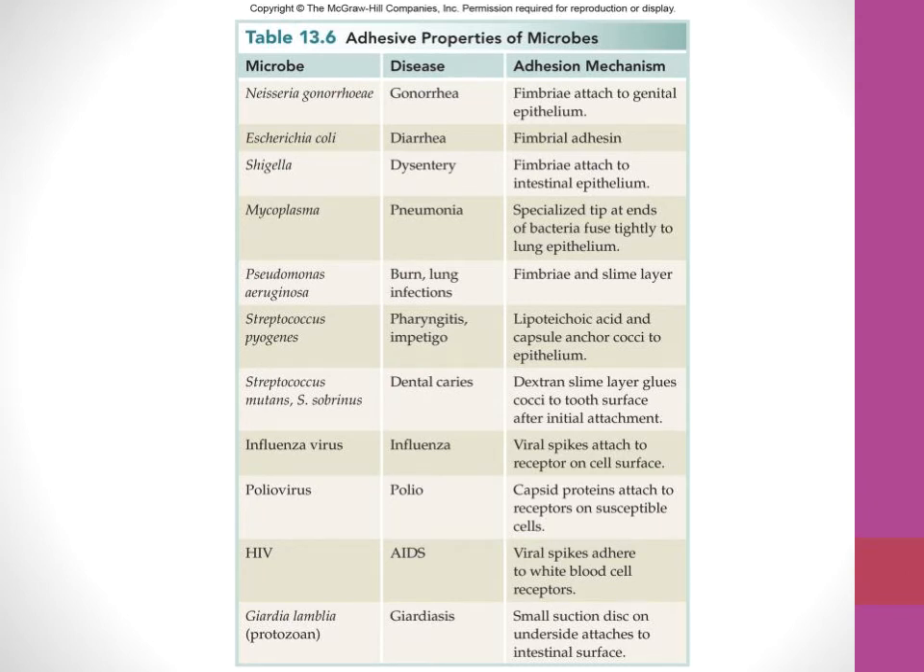So this table just outlines some of the different microbes, the disease they cause, and how they attach. You'll notice in the top section of this, most of these are fimbriae that allow for attachment. Then towards the bottom, where we have our viruses, it's going to be those viral spikes that allow for attachment. So if you have your favorite disease or favorite organism, see if it's on the chart. But again, you should recognize that there are certain structures like fimbriae and viral spikes that allow it.